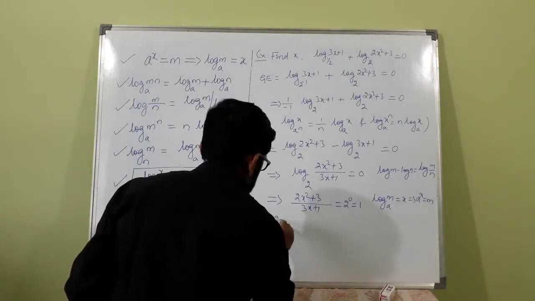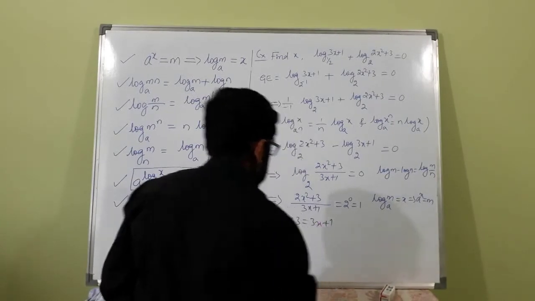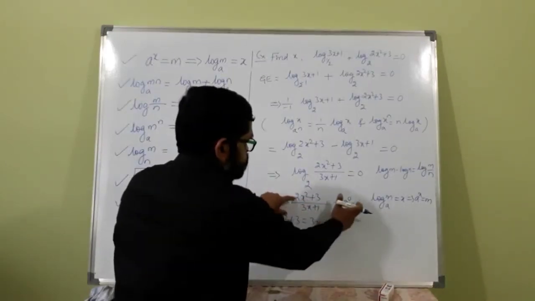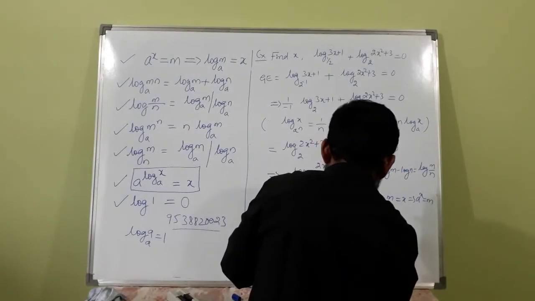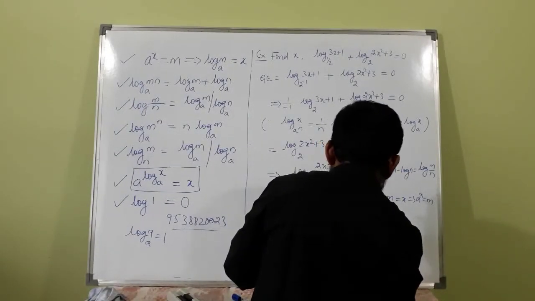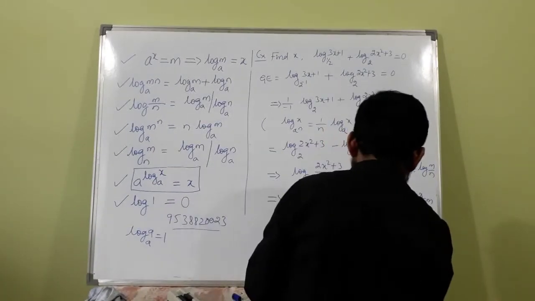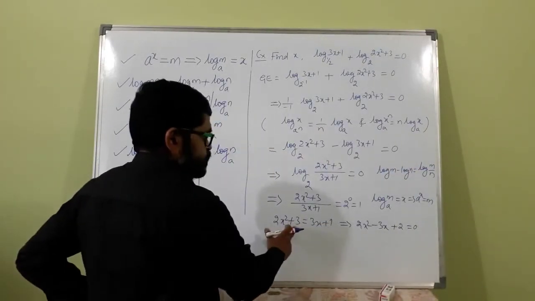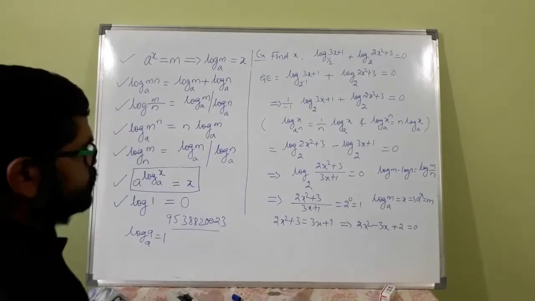So 2x squared plus 3 is equal to 3x plus 1, or cross multiplying. Okay, come to the RHS. So this is 2x squared minus 3x plus 2 is equal to 0. I am bringing 1 to the left side. Plus 3 is already here. Minus 1. 3 minus 1 is 2.